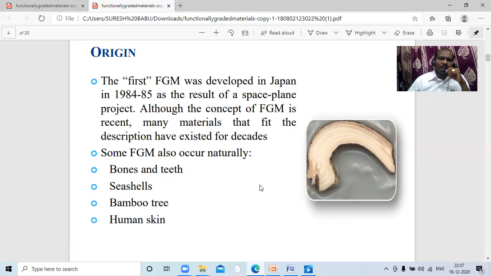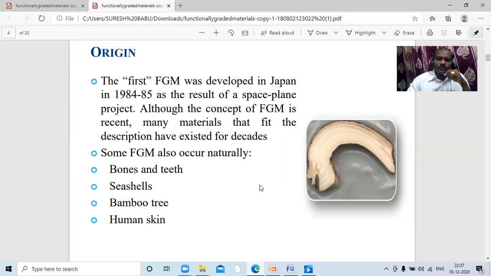Artificially, some FGM materials are also prepared. These are a few examples. The example shows that for a space application project, specific materials are designed. Now it is not the time to explain the examples; in due course of time, I will explain this one. Right now, remember that these are designed for specific applications and specific purposes.